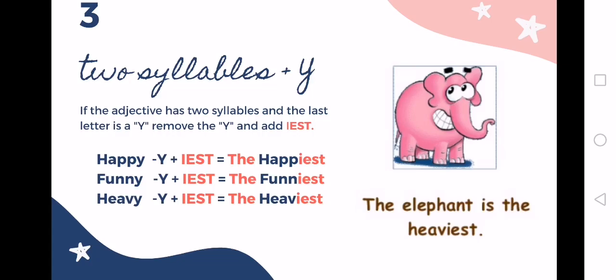Number three, two syllables plus y, the same as in the comparative. So it's super easy to remember. If the adjective has two syllables and the last letter is a y, we need to remove the y and add an i. So in this case we say happy, happiest, the happiest, funny, the funniest, heavy, the heaviest. Like in the example, the elephant is the heaviest.